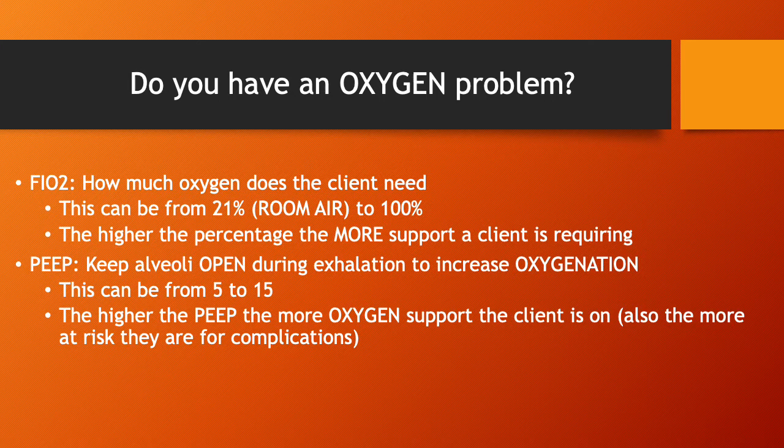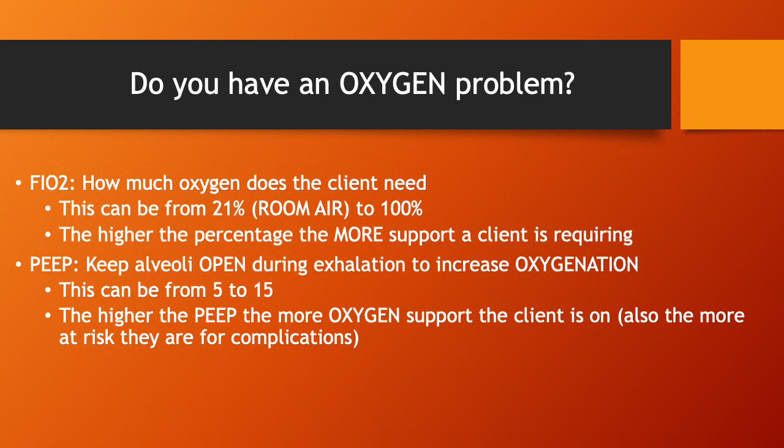So for FiO2, this is the fraction of inspired O2. So it's a percentage. It's pretty much saying this is the percentage of oxygen the patient's receiving. The least amount that a patient can receive is 21%, which is room air. The most they can receive is 100%. You can't go above that for FiO2 because there's no more than 100% oxygen on the ventilator.